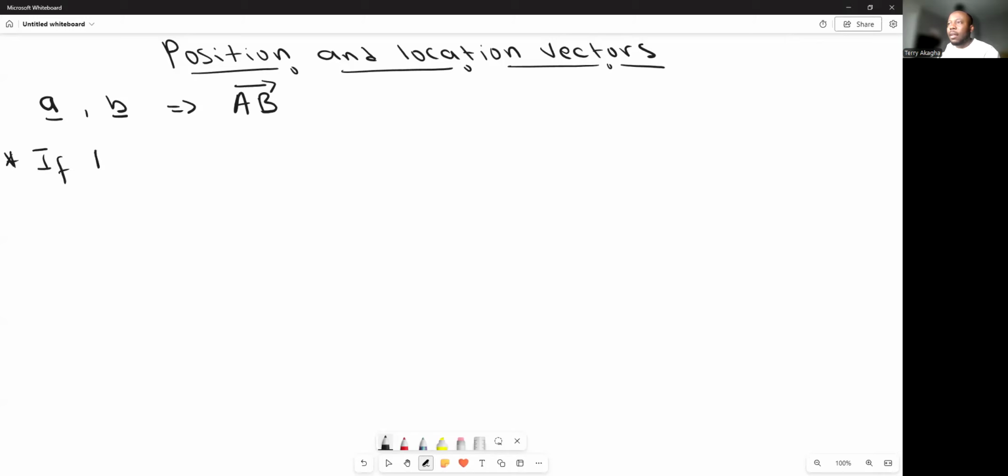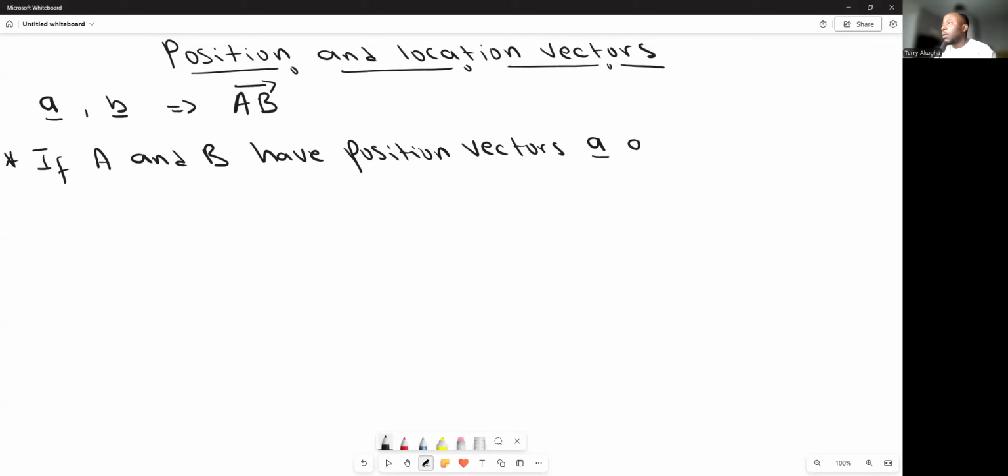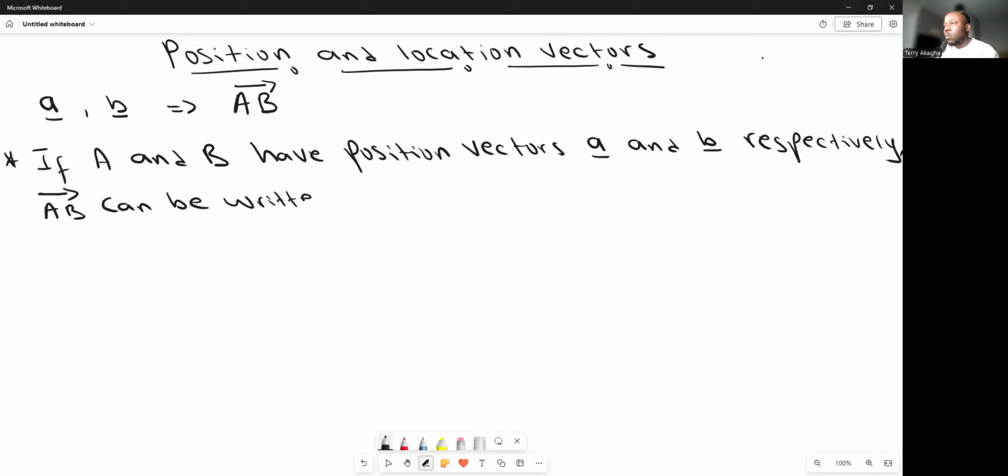So we talked about that if A and B have position vectors A and B respectively, we can now write AB in terms of A and B. All right, so what do you do? So you notice it there.